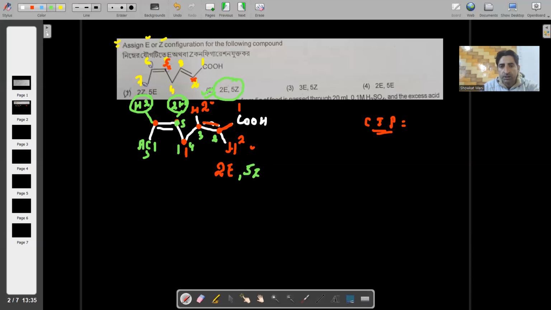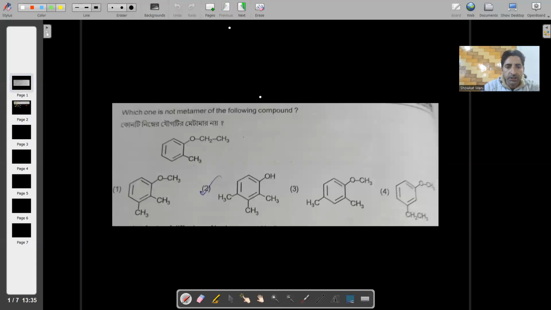So coming to the next question. So this is the next question. Which one is not the metamer of the following? So here we are given 4 options. We have to tell which one is not a metamer of the following. So let us first understand the concept of metamers.